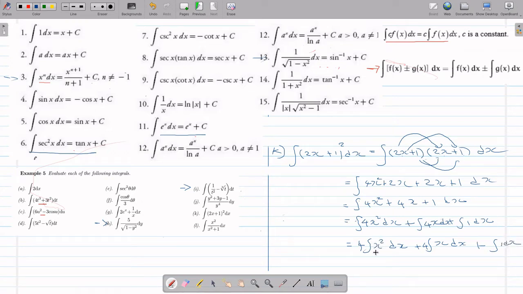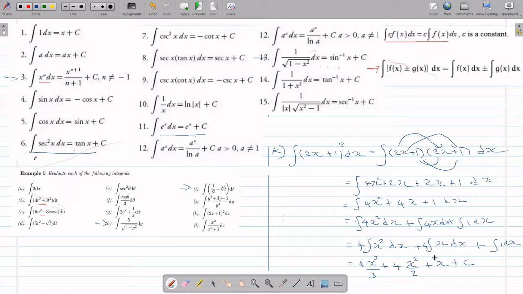Now I can use this power rule here, no? n is 2, now with n being 3, I get 2 plus 1, 3 over 3. 4 x to the power 1, x squared over 2, plus integration of 1, I get x, plus c constant, no? So for 1 dx, I use this formula, no?